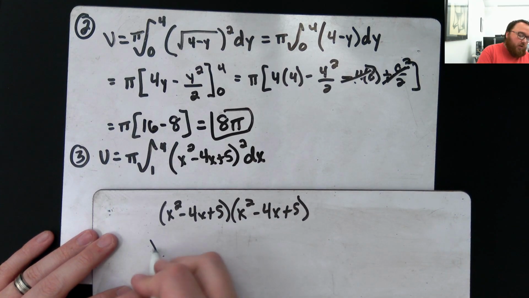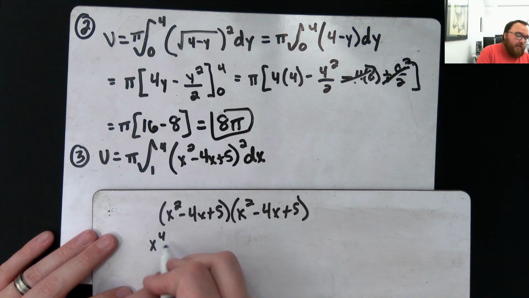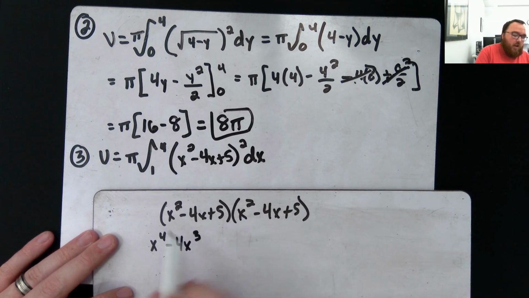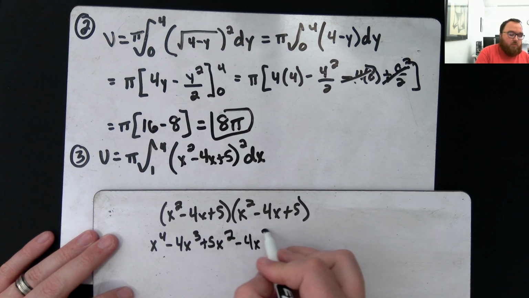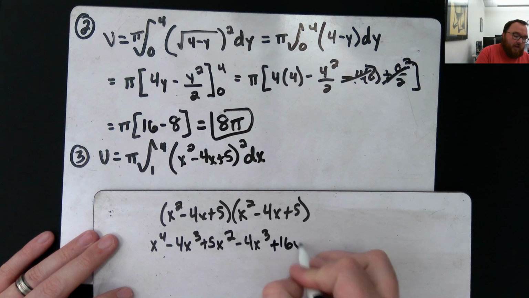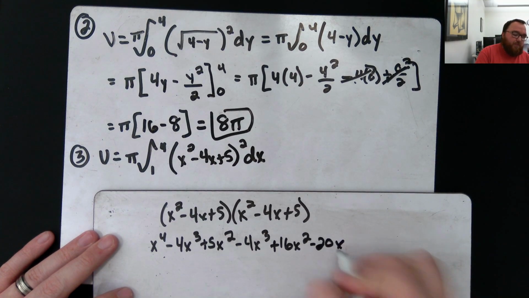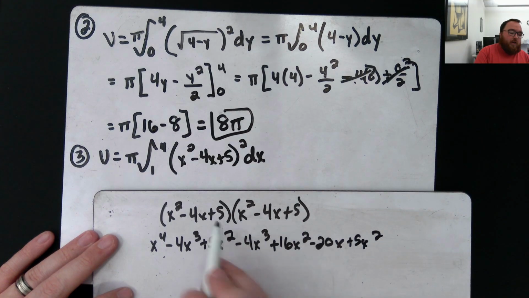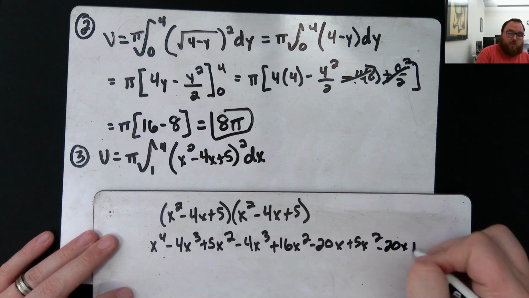x squared times x squared is x to the 4th. x squared times negative 4x is negative 4x cubed. x squared times 5 is 5x squared. Negative 4x times x squared is negative 4x cubed. Negative 4x times negative 4x is positive 16x squared. Negative 4x times 5 is negative 20x. 5 times x squared is 5x squared. 5 times negative 4x is negative 20x. 5 times 5 is 25.